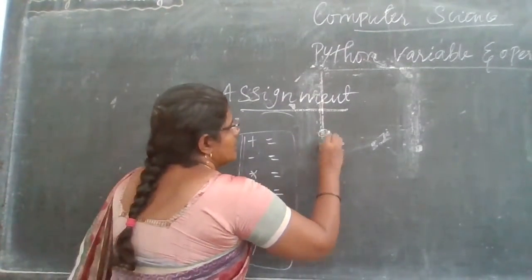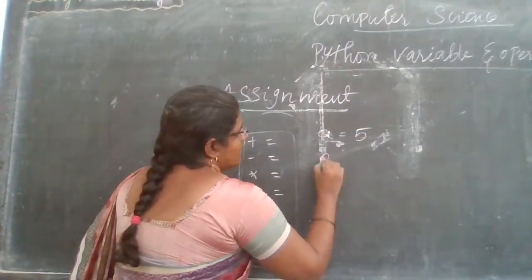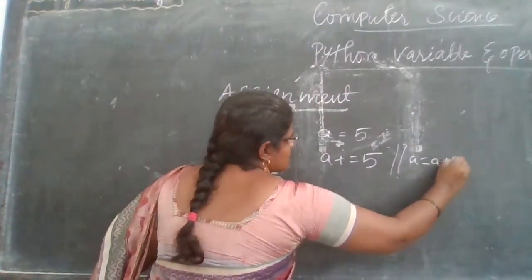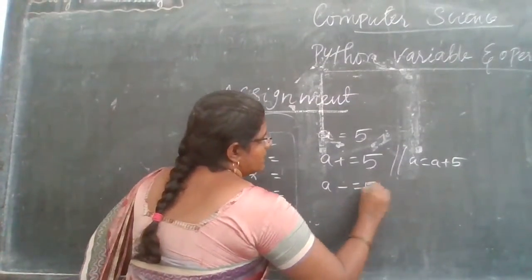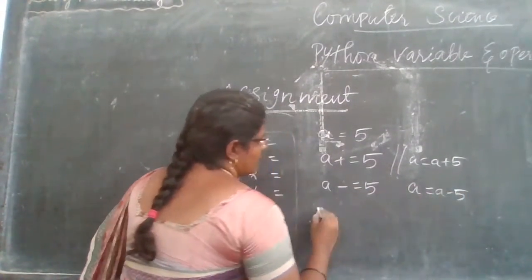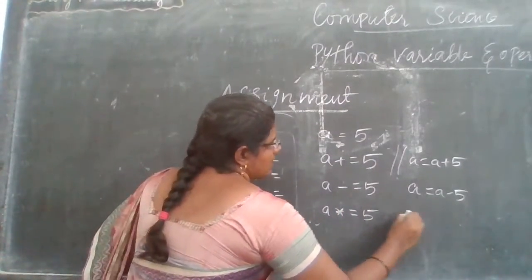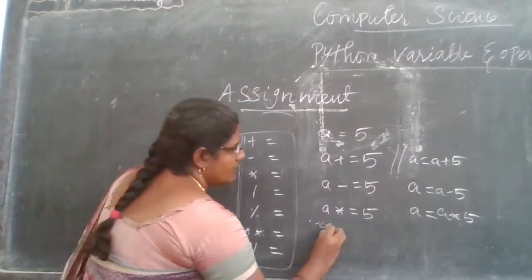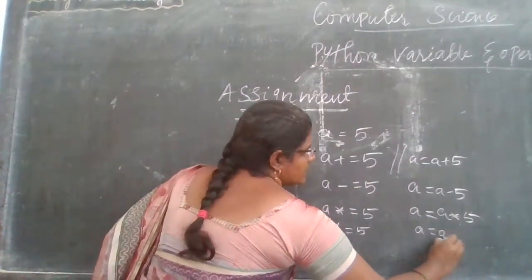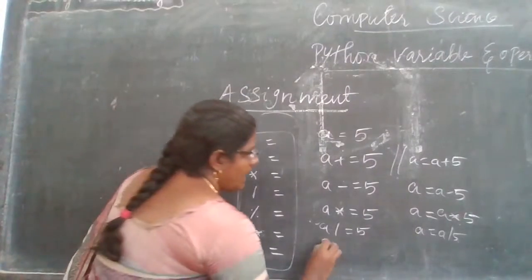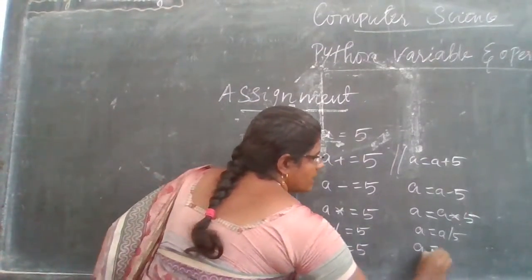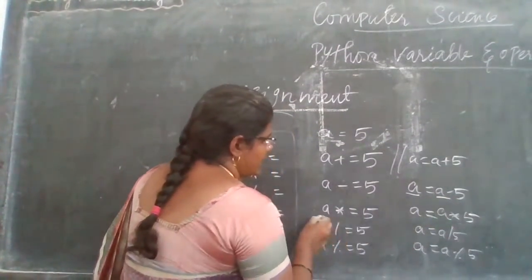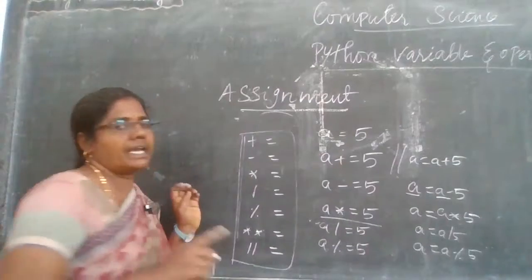For example, a equal to 5. a plus equal to 5 means a equal to a plus 5. a minus equal to 5 means a equal to a minus 5. a multiplication equal to 5 means a equal to a into 5. Okay. a division equal to 5 means a equal to a divided by 5. a modulo division equal to 5 means a equal to a modulo division 5. So when these operands are the same, we write like this. So a minus equal to 5 means a equal to a minus 5.